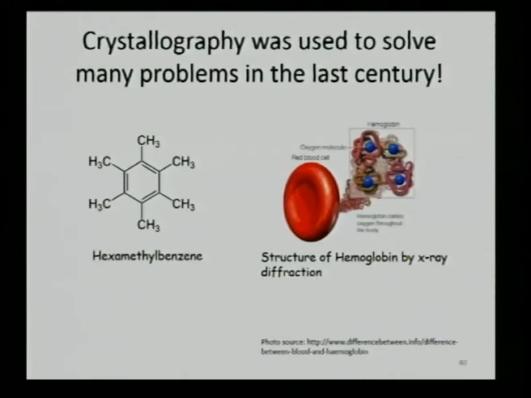Nobody knew the structure of hexamethylbenzene. In 1929, Kathleen Lonsdale determined the structure of hexamethylbenzene using X-ray crystallography, and her results suggested that the benzene ring in the molecule contains delocalized electrons. On the right-hand side, you can see red blood cells. Red blood cells are responsible for the transport of oxygen within a body, and the main component of a red blood cell is a protein molecule called hemoglobin.